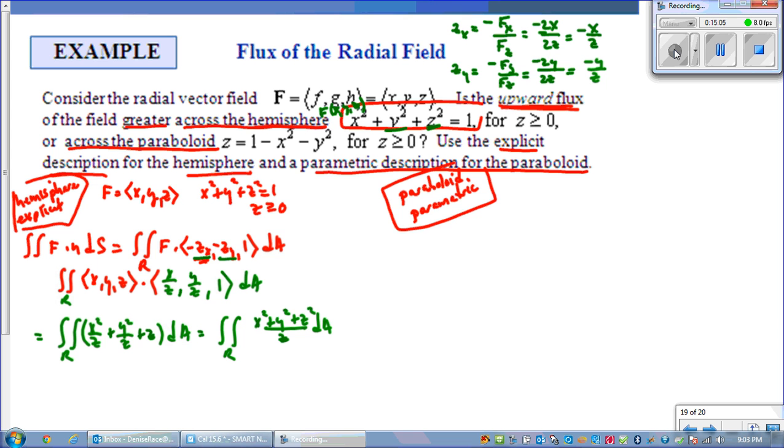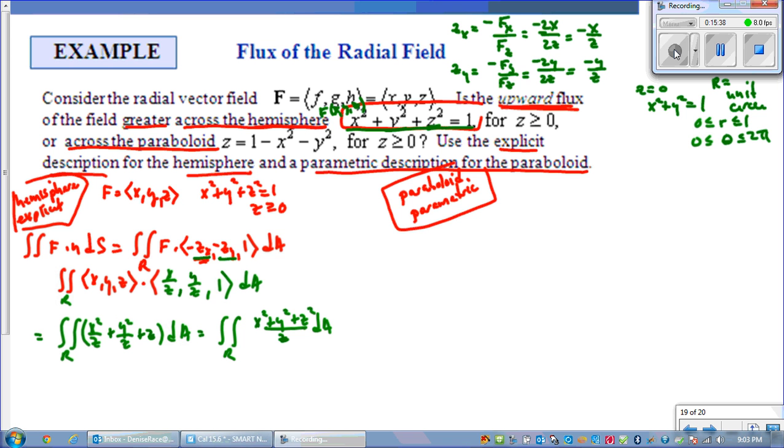Now this region R that we're describing is where this hemisphere intersects the xy plane, which if you let z equal 0, we'll have x squared plus y squared equal to 1. So we've got a unit circle for the region R. So if we want to use parametric equations, we're going to use r from 0 to 1 and theta from 0 to 2 pi.